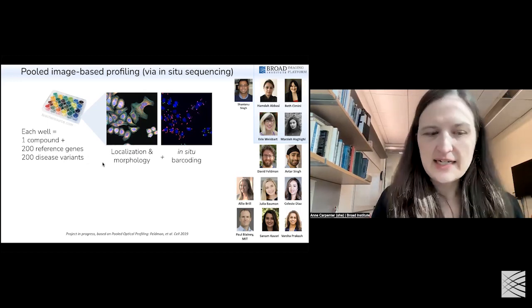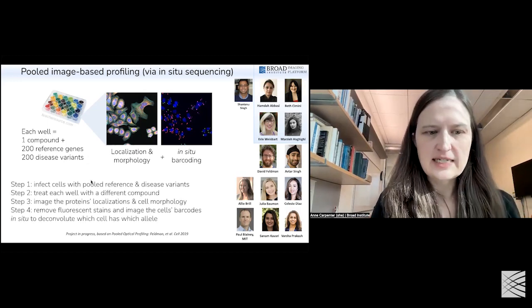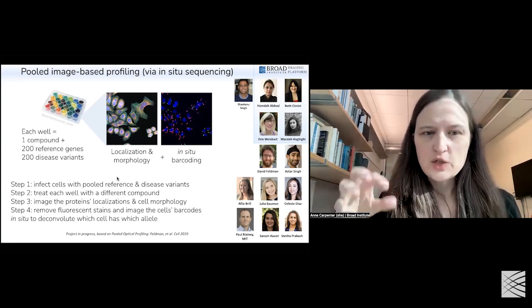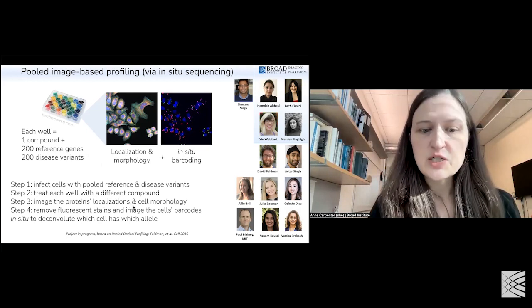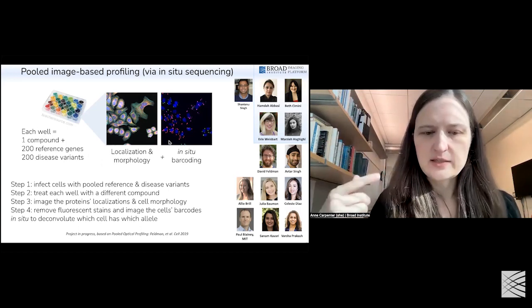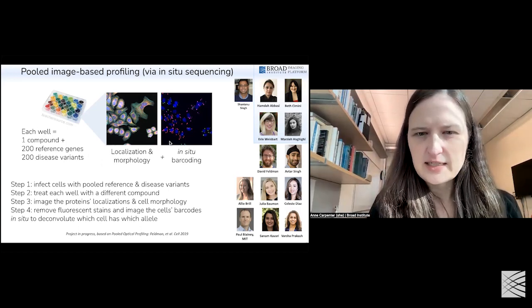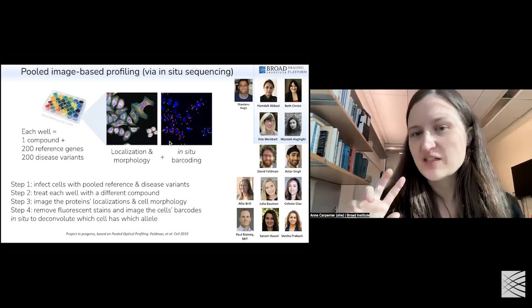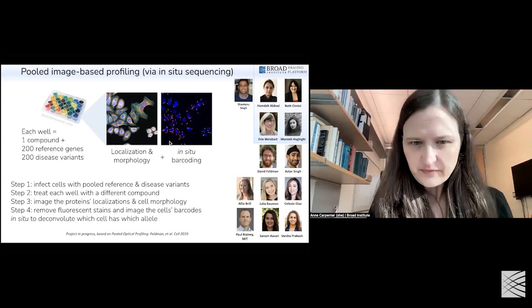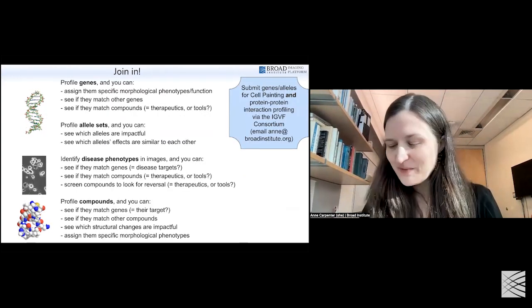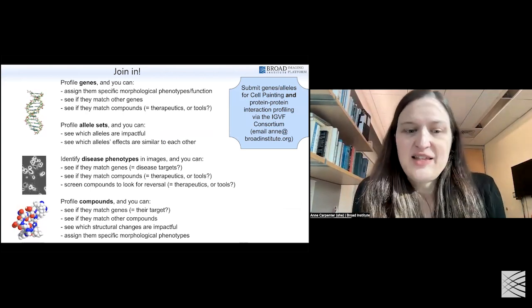And it's a very cool technique. The basic strategy of how this works is to infect the cells with the pooled sets of variants, treat each well with a different compound, then image the localization and morphology first, and that's what that looks like, and then remove those fluorescent stains and do a cyclical in situ barcoding technique to detect which cell had which protein and which one had which version, the variant or the reference sequence. So that'll be underway.